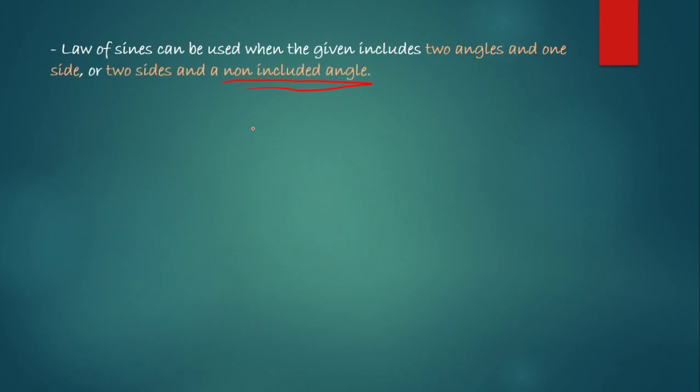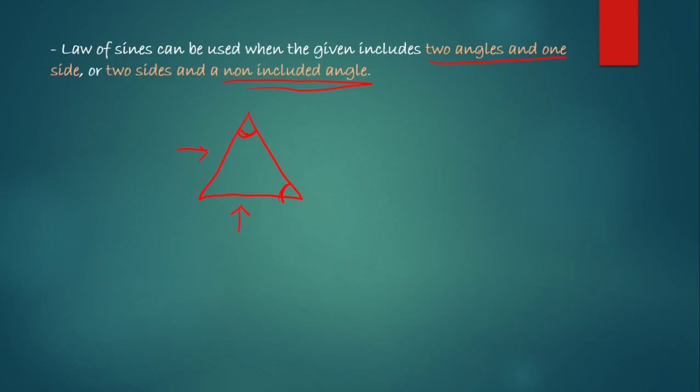So first, let's define what an included angle is. Suppose we have a triangle and the given sides are this side and this side. This will be the included angle because this angle is in between the two given sides. Therefore, it is included. So when we are doing law of sines, a non-included angle would be this side given, or this angle given, or this angle given.